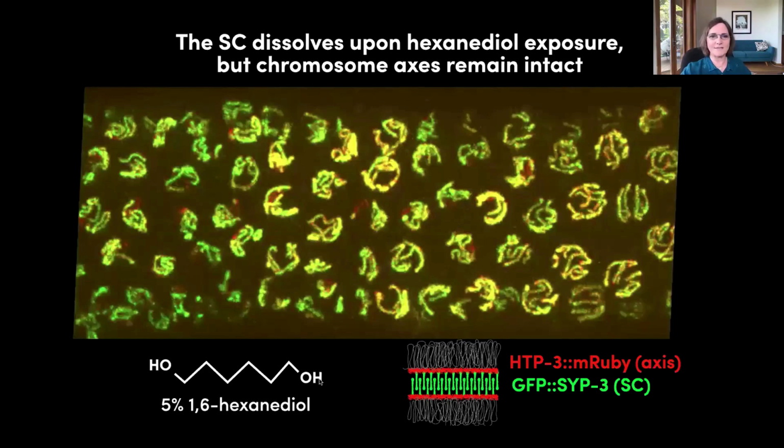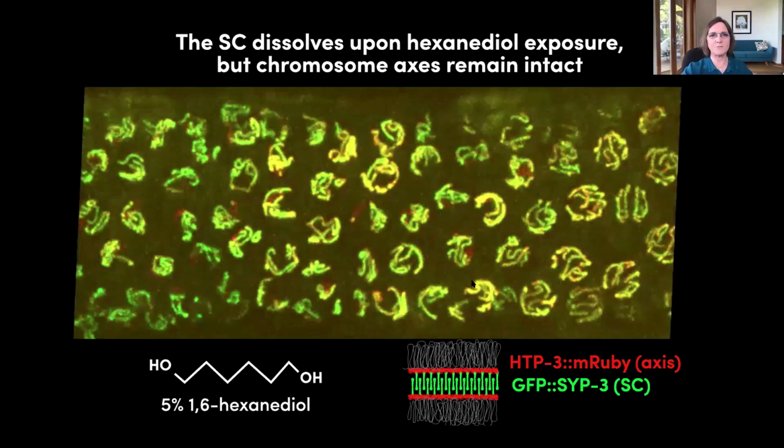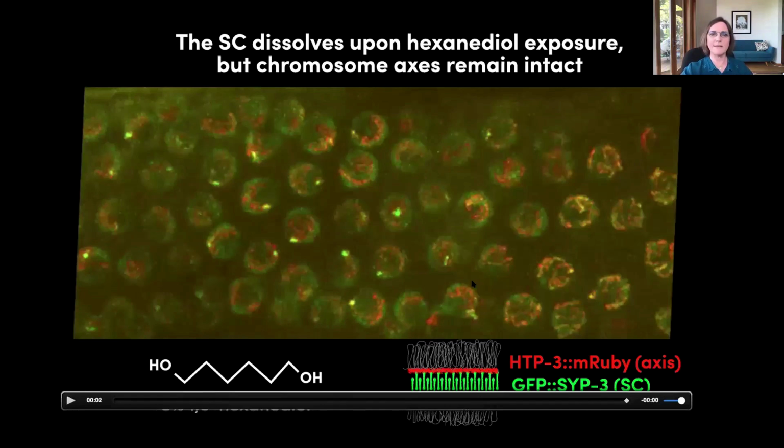Hexane diol is an aliphatic alcohol that, when added to cells, seems to reduce internal hydrophobic interactions. Many phase-separated bodies within cells seem to be sensitive to hexane diol. So in this case, Ofer took a strain in which the chromosome axis was labeled with one fluorescent protein and the SC was labeled with another. He exposed the tissue to hexane diol and immediately saw that the synaptonemal complex was very susceptible to dissolution by hexane diol, suggesting that it is held together by weak, possibly hydrophobic molecular bonds.